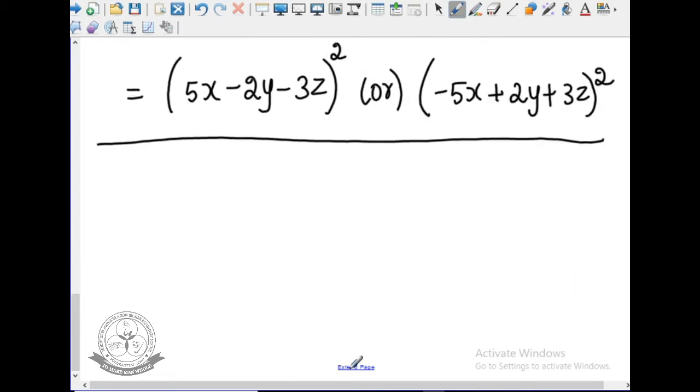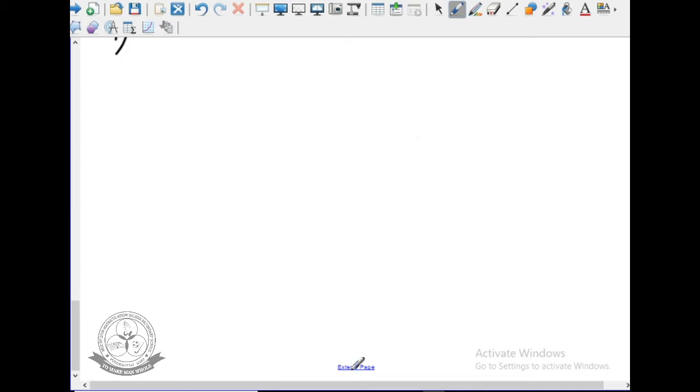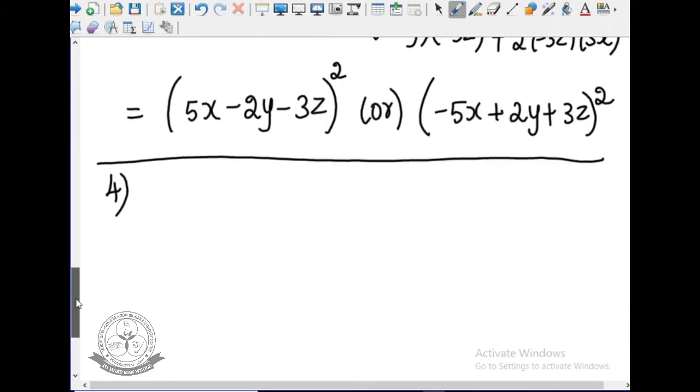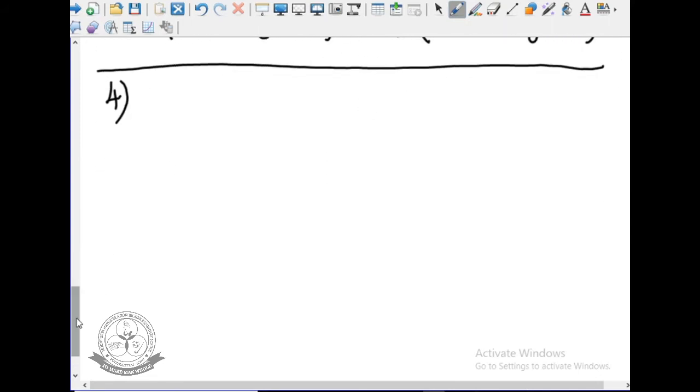Then next, question number 4. Question number 4, first one, 8x cube plus 125y cube, 8x cube plus 125y cube.